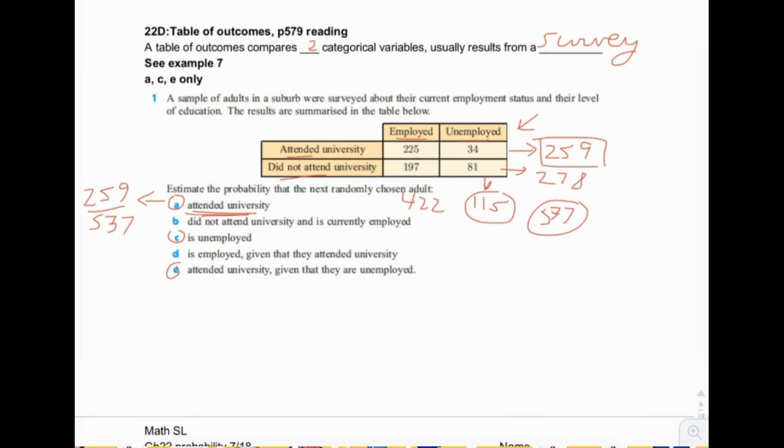What about the probability that the next person is unemployed? Well, our unemployment total is 115 divided by 537. So that would be the probability that the next person is unemployed.